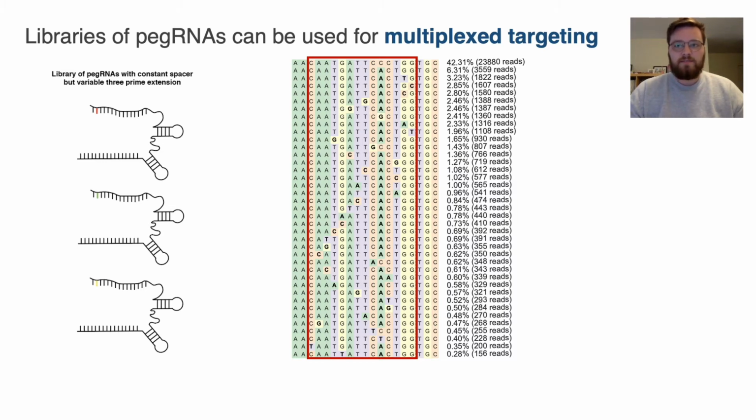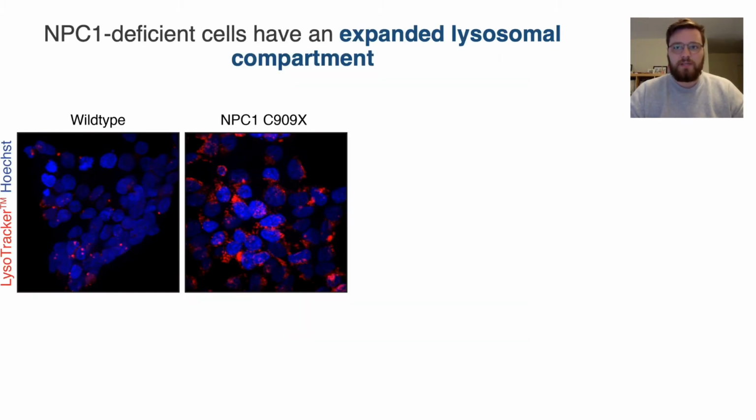And so what I did was develop an assay based on the observation that NPC1 deficient cells have an expanded lysosomal compartment. So if you stain NPC1 deficient cells with the fluorescent dye called LysoTracker, which is just a dye that will accumulate within the lysosomes of cells, you will find that the NPC1 deficient cells, which are on the right here, are much brighter than the wild type's equivalent.